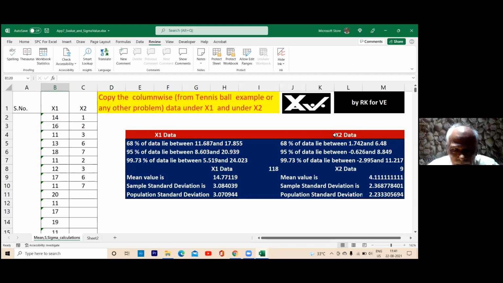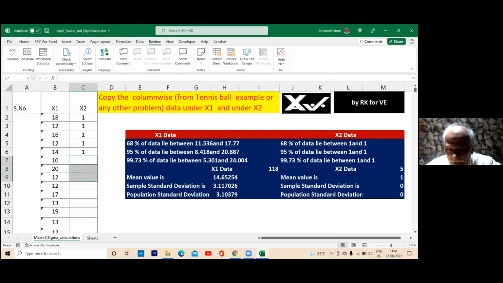No. What I will do is I will give a value of, say, 5 data. I will give 111. I'll give you 5 data only. So 5 data I have given. So the average is 1, sample standard deviation 0, population standard deviation is 0. Clear? Yes. So this is how it is being calculated.